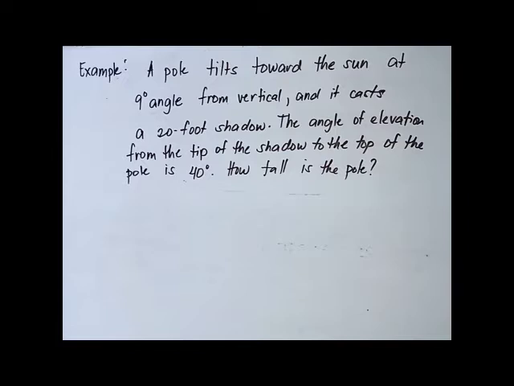A pole tilts toward the sun at a 9-degree angle from vertical and it casts a 20-foot shadow. The angle of elevation from the tip of the shadow to the top of the pole is 40 degrees. How tall is the pole? So again, it is very important for us to understand the problem and be able to illustrate what the problem says. So let us first illustrate.